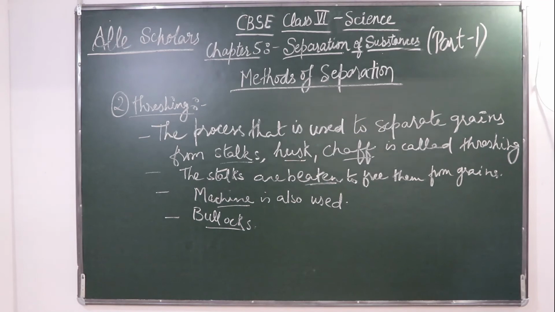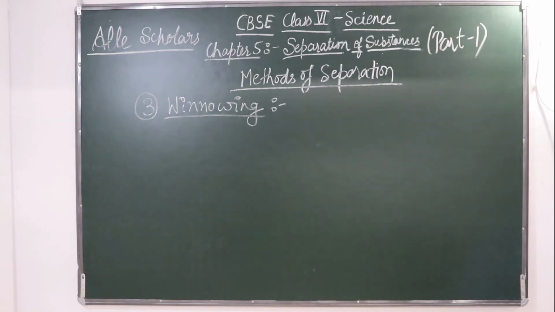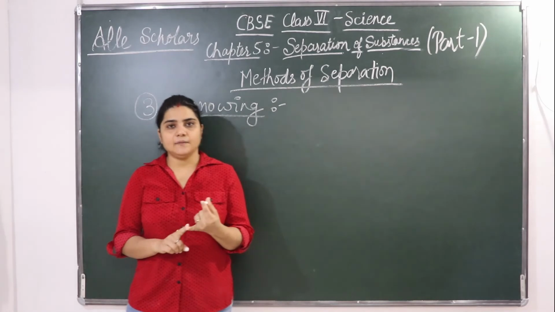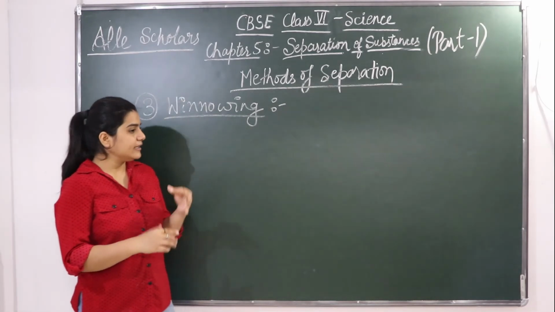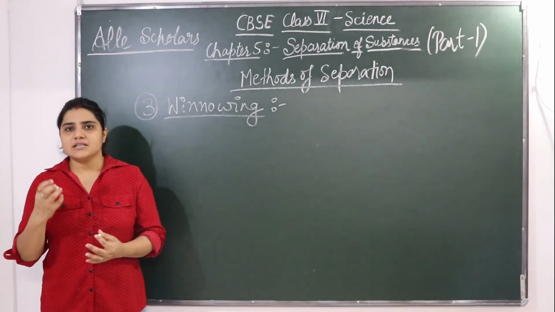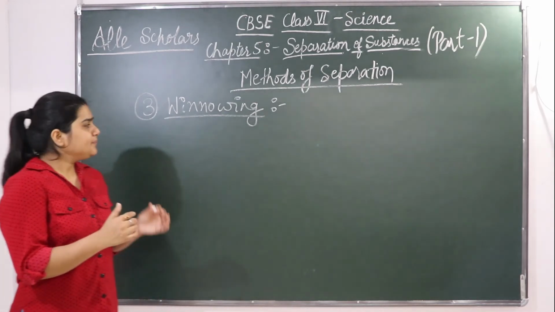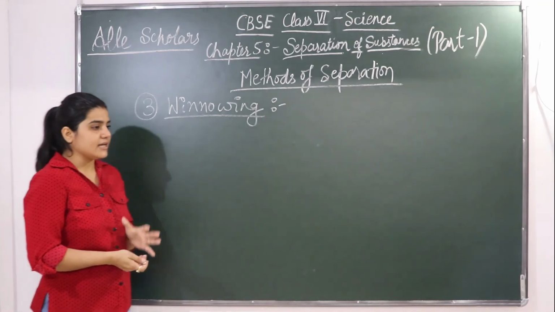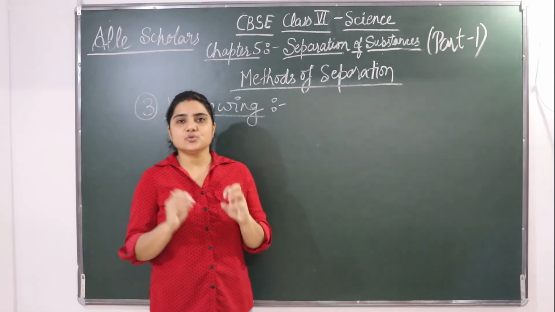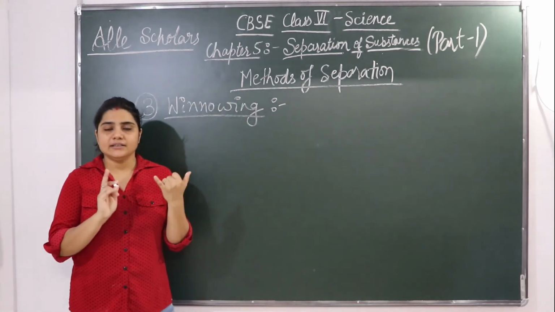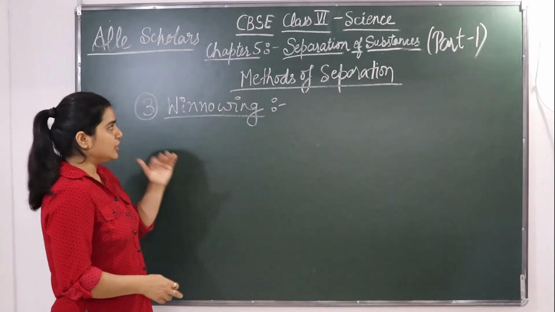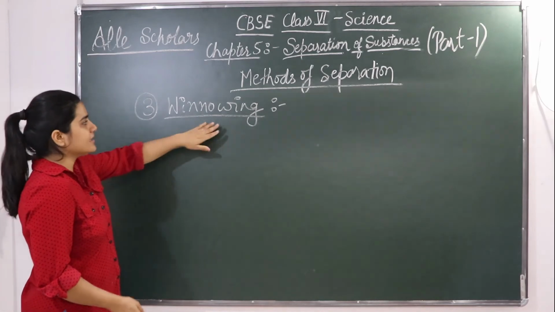Next we shall see winnowing. The next method of separation is winnowing. We have seen hand picking and threshing, and even when threshing is done, some husk or chaff is still attached to the grain. Since the particles are so small, neither hand picking nor threshing can work. So there comes another method of separation, that is winnowing.